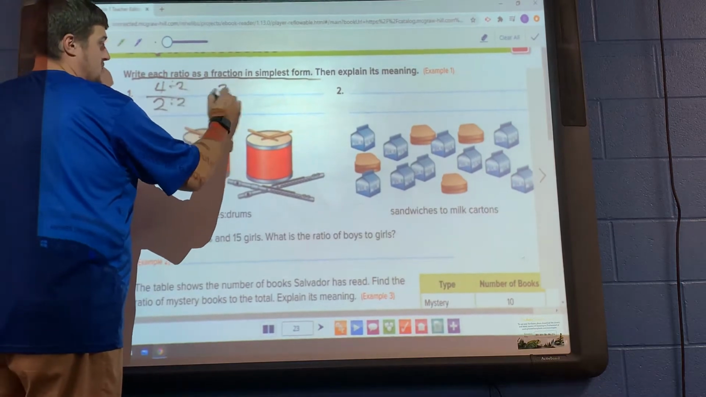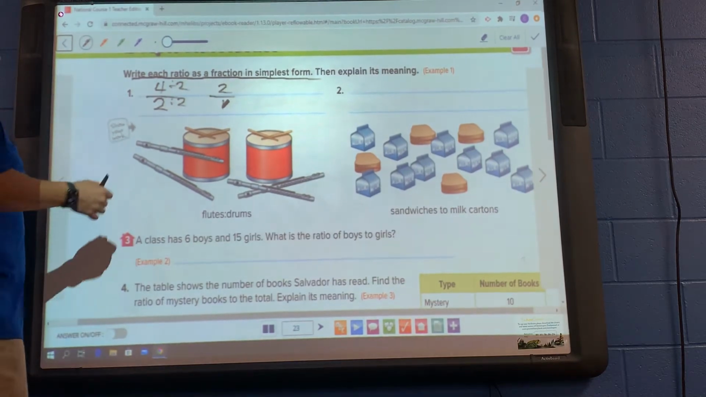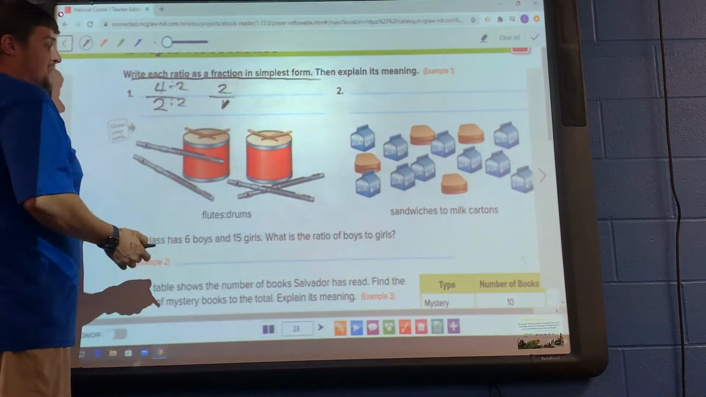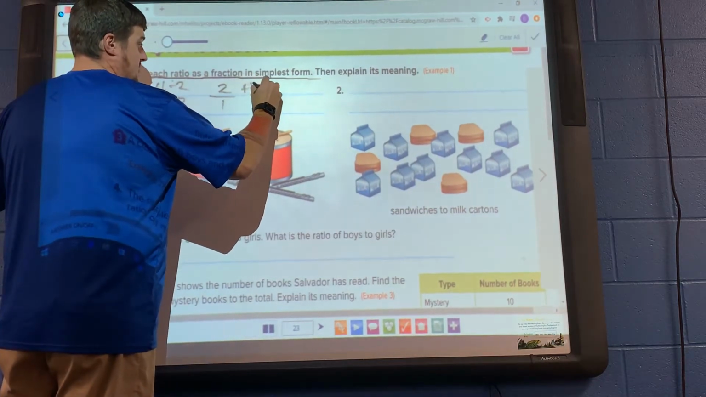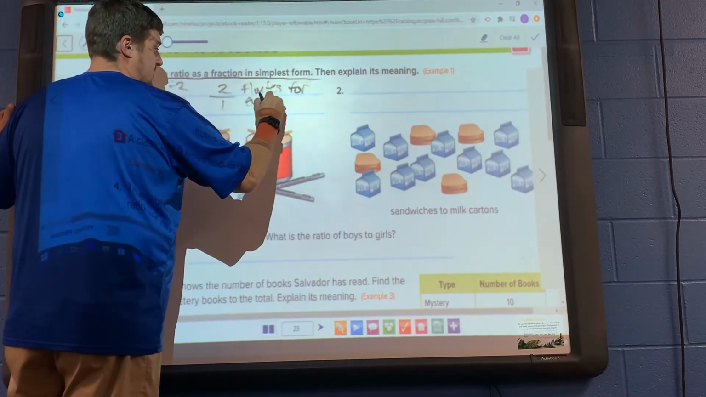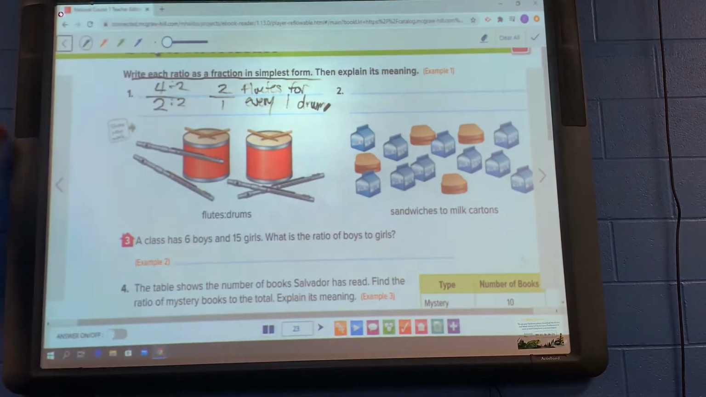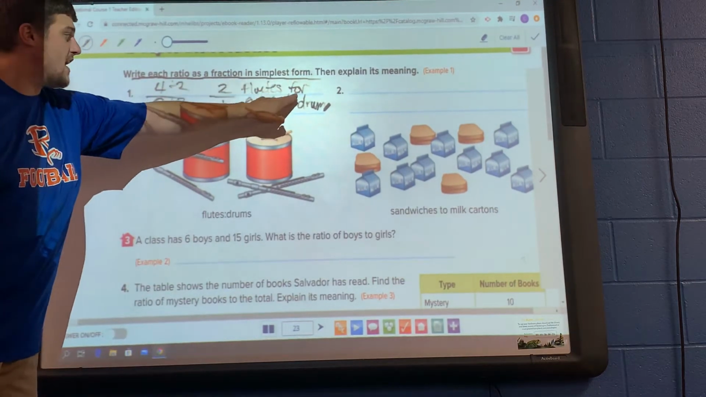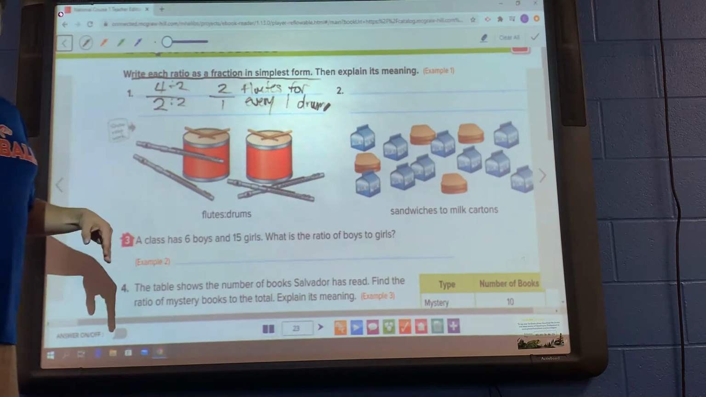So that would be 2 to 1. Now, what does that mean? So 2 to 1 means there's 2 flutes for every 1 drum. That's how you explain that. So there's 2 flutes for every 1 drum. So every time you have 2 flutes, you're getting a drum with it.